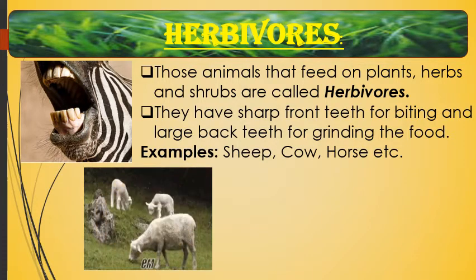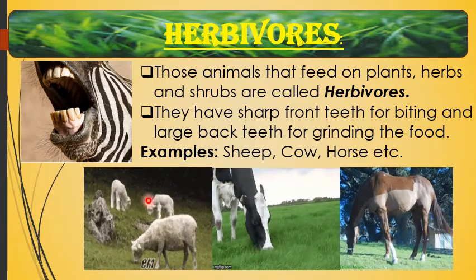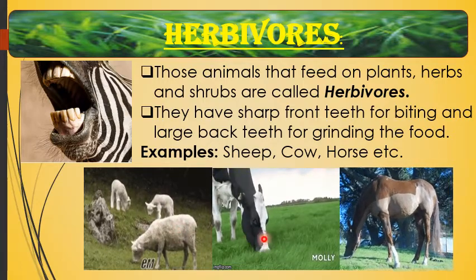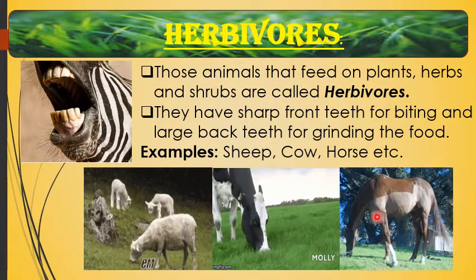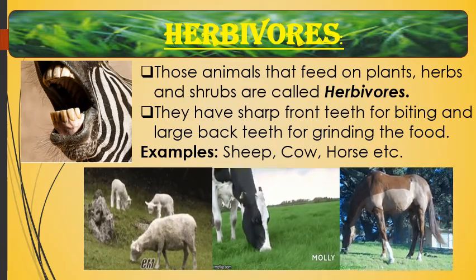Good examples are sheep, cow and horse. Here you can see in the picture that all these animals are eating grass. Other than grass, they eat herbs, shrubs and other parts of the plant.